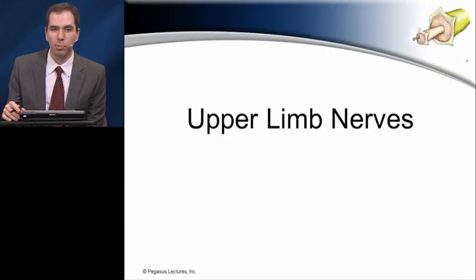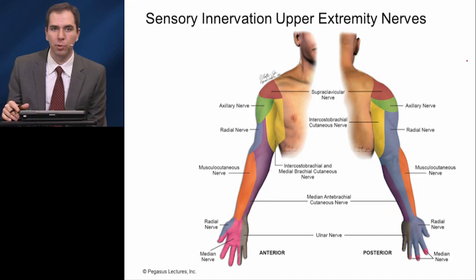So let's talk about the upper limb nerves now. First, the sensory innervation of the upper limb. We have the supraclavicular nerve innervating this area of the shoulder. We're not going to be covering that nerve. The axillary nerve covers this region over the deltoid muscle.